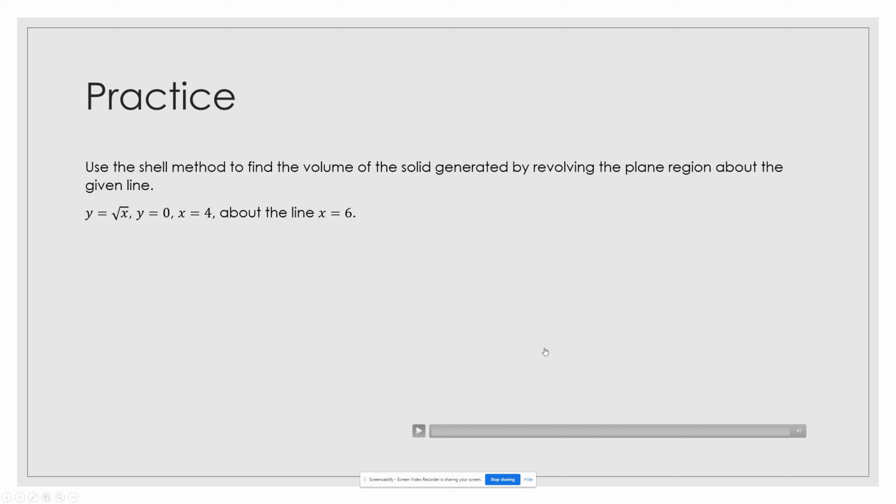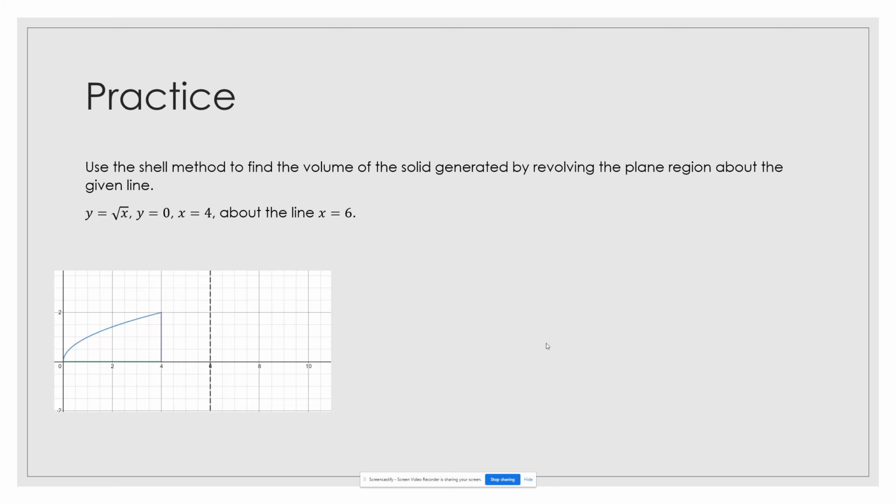All right, so the region that we are rotating is this one right here. So we're rotating this around x equals 6. So we are, again, where's my pen at?